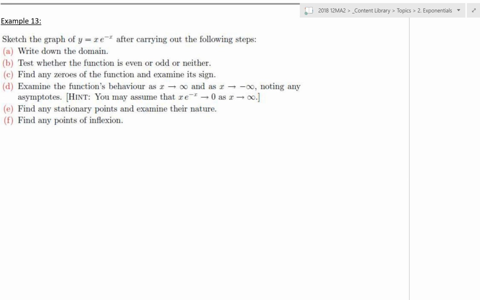It does involve a little bit of differentiating. First and second derivative, important tools in sketching a function. So we'll have to do that as we go along. Other than that, the same things as you've done before.